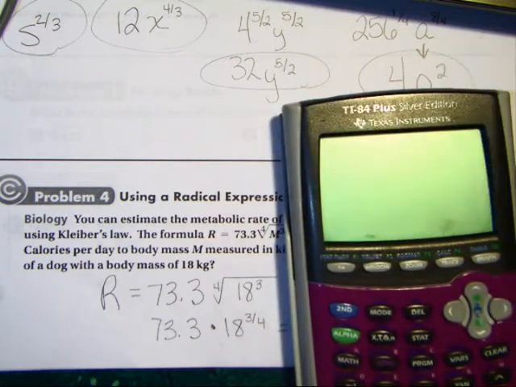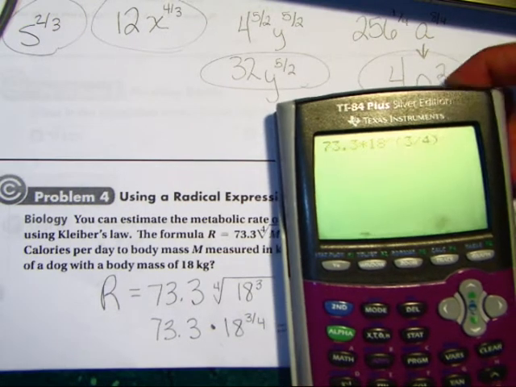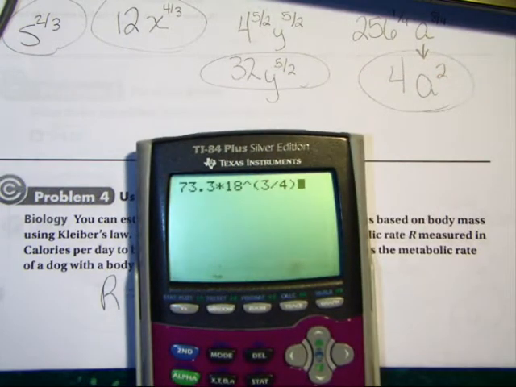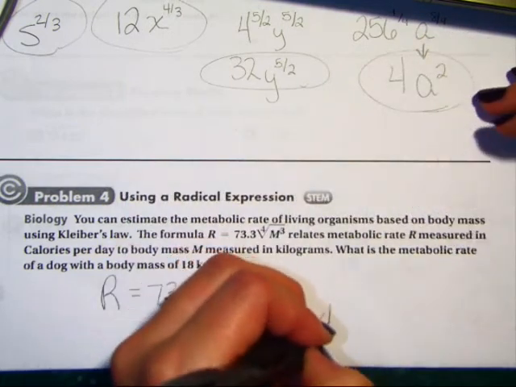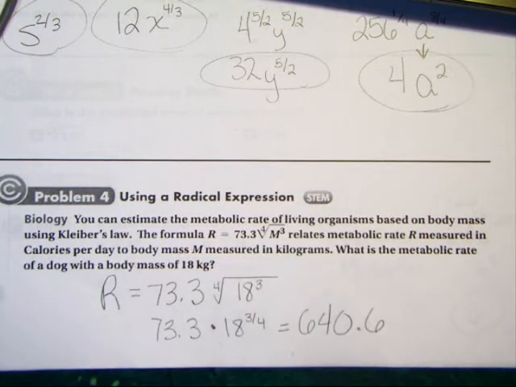Now watch how nifty this will be. 73.3 times 18 to the... Remember, I have to use parentheses. If you're using your cell phone or whatever, you're going to have to use parentheses too. Remember, we talked about how to do this in class. 640 point... Let's just round to 640.6.